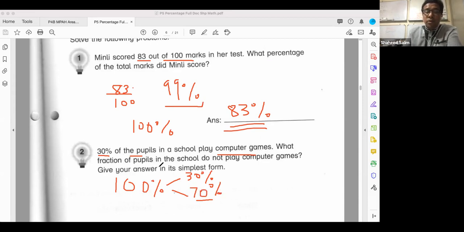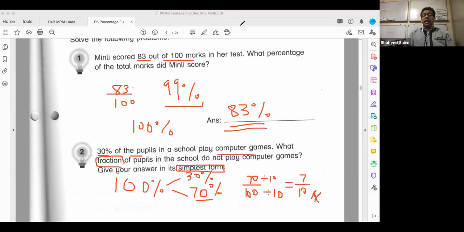So they want you to give your answer in what? Fraction, you know. So you write 70 out of 100. But you cannot leave your answer like that because they tell you to give your answer in simplest form. So you divide by 10, divide by 10, and you will get the answer as Mr. Izzat has gotten, 7 out of 10. Okay? Are we all right? 7 out of 10 is the answer for this.